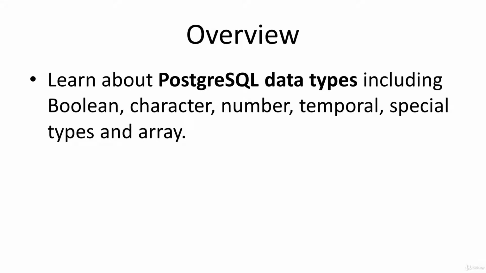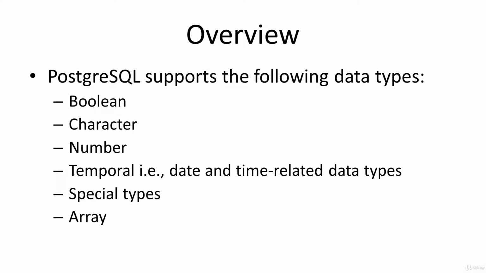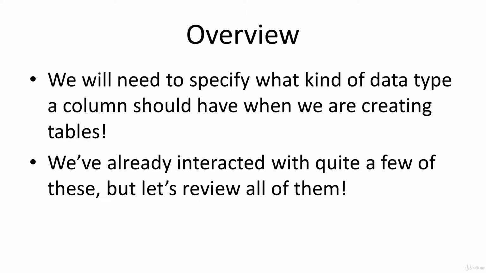In this lecture we're going to learn about PostgreSQL data types, including Boolean, character, number, and a bunch of other data types. So to be more specific, PostgreSQL supports the following data types. It supports Boolean data types, meaning true or false, character data types, number data types, temporal data types, such as date and time related data types, and then some special types, which are like geometric data types, and array data types.